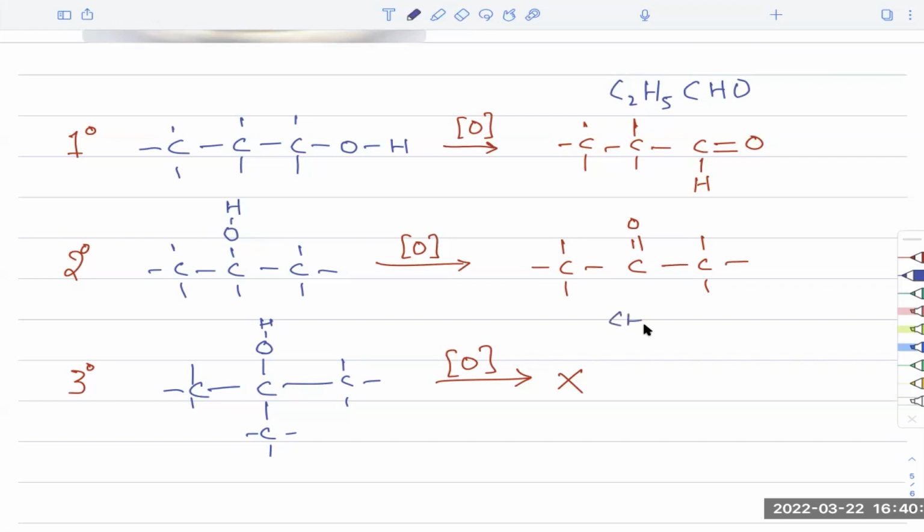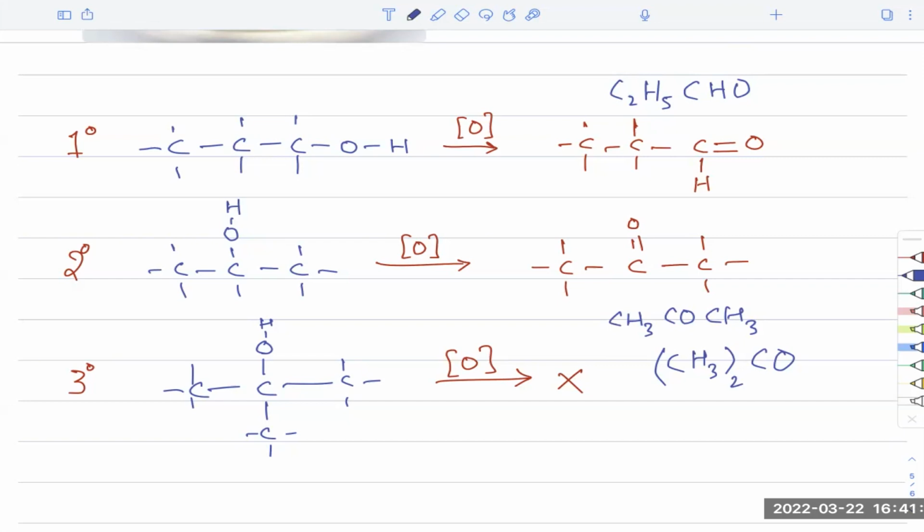This one is CH3COCH3, or I can also write it as CH3 with 2 and CO. This is a carbonyl group, and a carbonyl group attached to two carbons makes a ketone. And this one stays as it is.